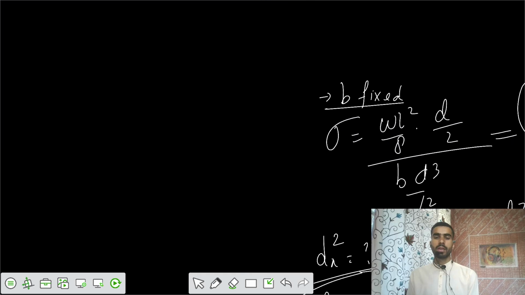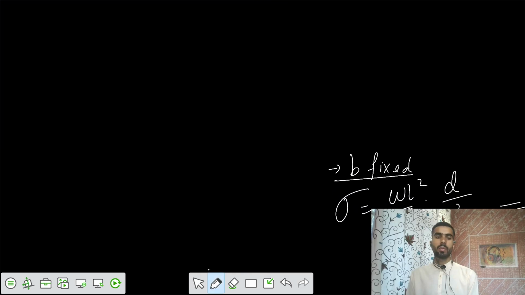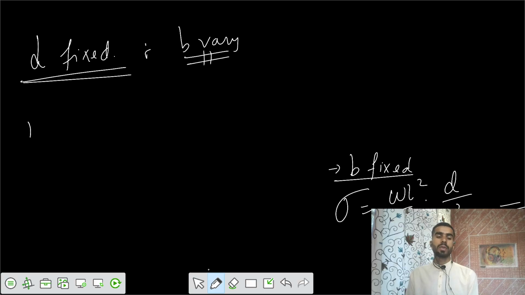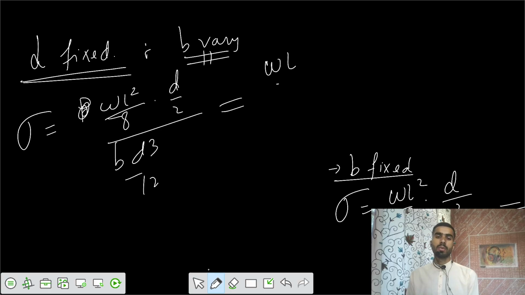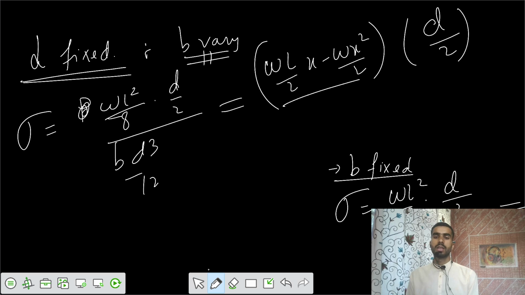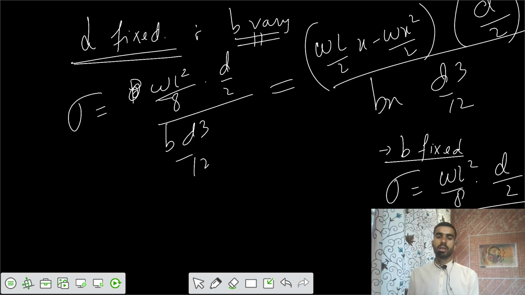So if you want to see the variation if you keep the depth fixed, that means you are varying the width. b is getting varied, so we can write sigma equals to wL square by 8, the maximum moment, into d by 2, b d cubed by 12. Then that should equal the moment at any x, wL by 2 into x minus wx square by 2. This was your moment, and depth would be constant, d by 2 into width at any x, d cubed by 12.